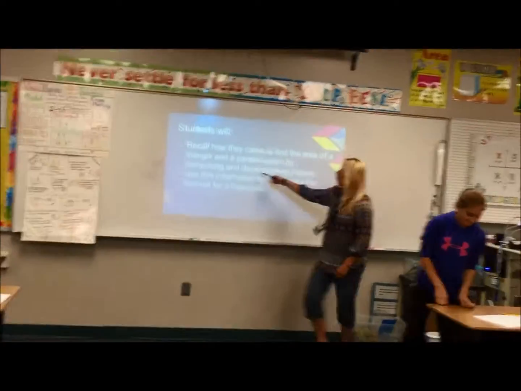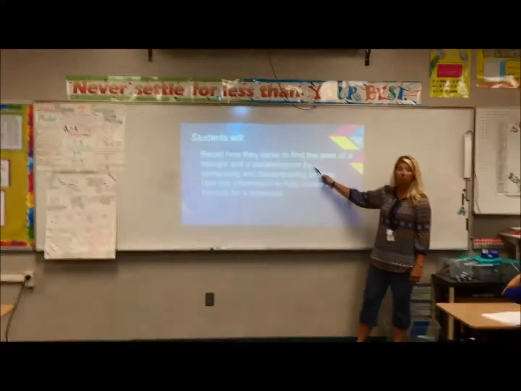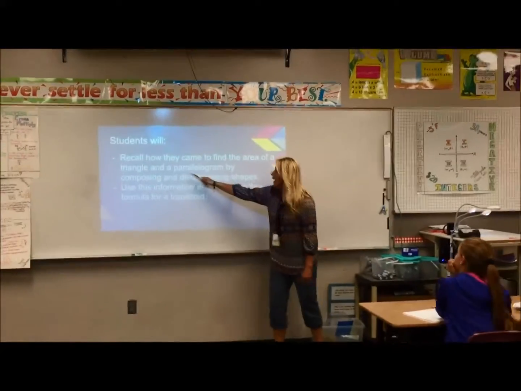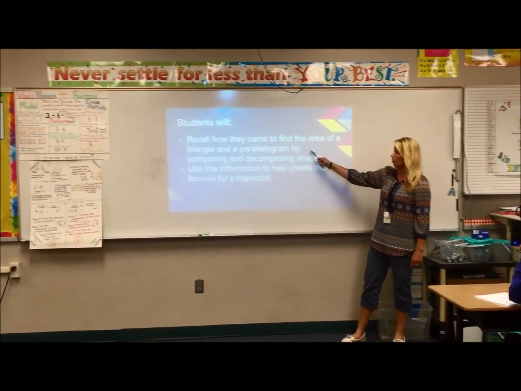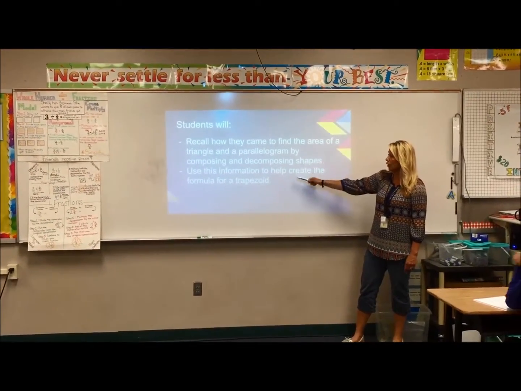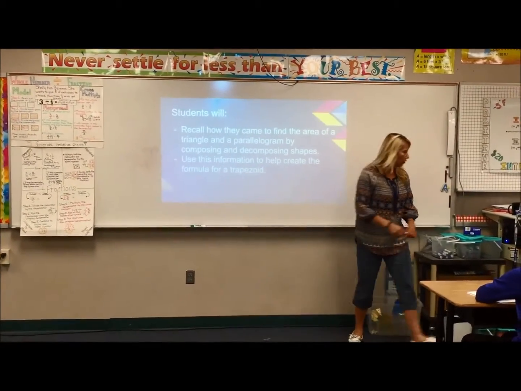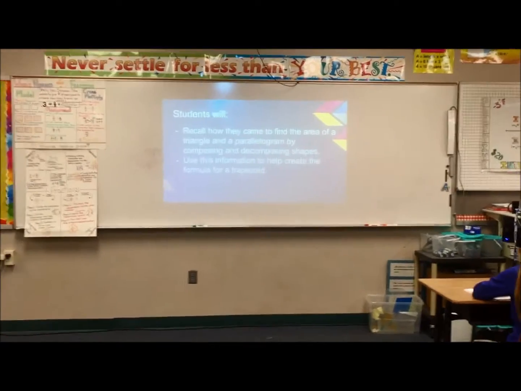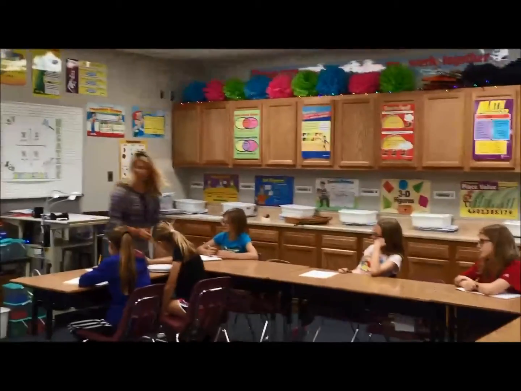Okay, so today, here's what we are going to do. It says students will recall how they came to find the area of a triangle and a parallelogram by composing and decomposing shapes. So we're going to recall how we did this, and we're going to use this information to help create the formula for a trapezoid. So I'm going to give you a shape here, 2 shapes to be exact.